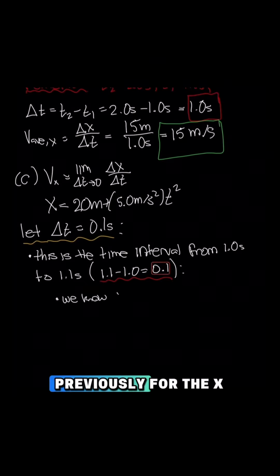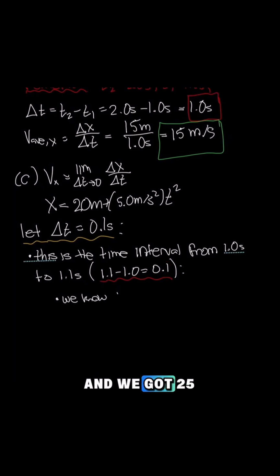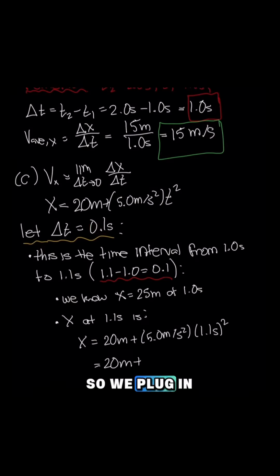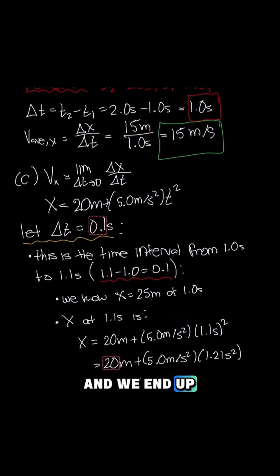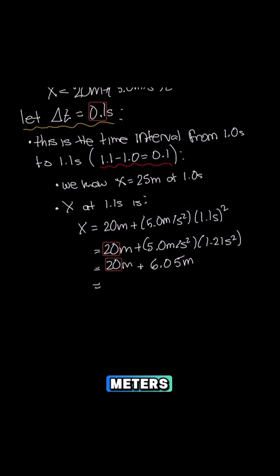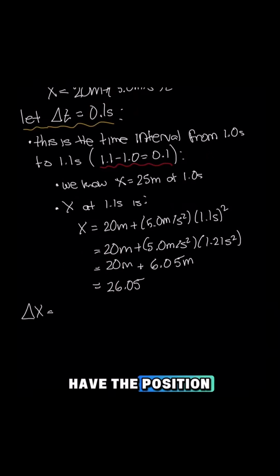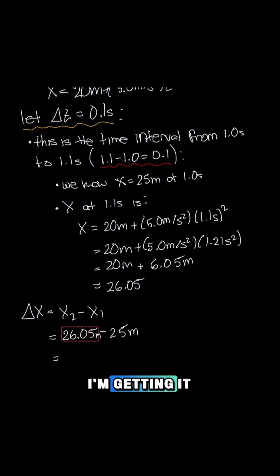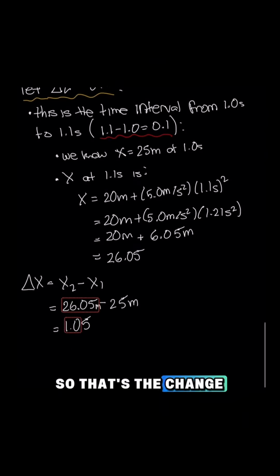So we already saw previously for the x position at 1 second, and we got 25 meters. So all we're going to need to do is find the x position at 1.1. So to do that, we plug it into the x position formula. So we plug in 1.1 seconds for the time, and then we do a couple calculations, and we end up getting 26.05 meters. So now that we have the position at 1.1 seconds, we can plug it into the change in the x position formula, x2 minus x1, end up getting it equal to 1.05 meters. So that's the change in displacement.